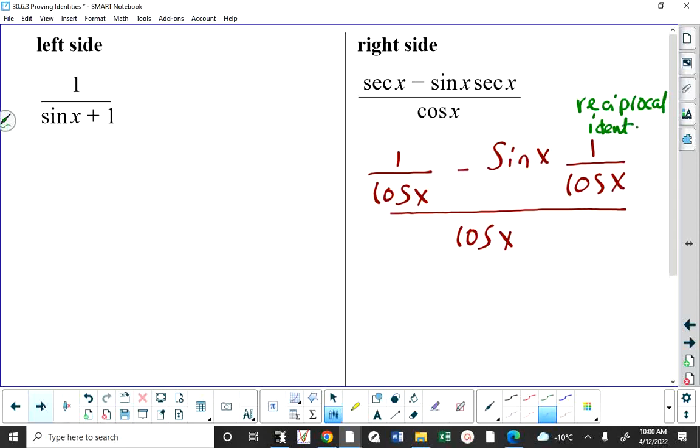That we're using. So all I've done is rewrite it, and every place I see a secant, I've written 1 over cosine. Does that look okay? In other words, any questions with that?